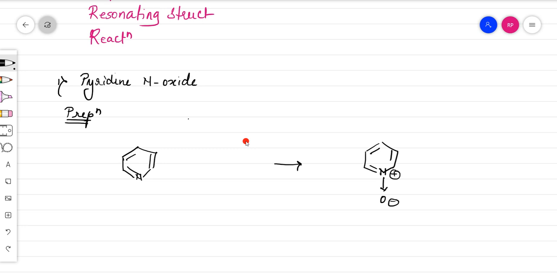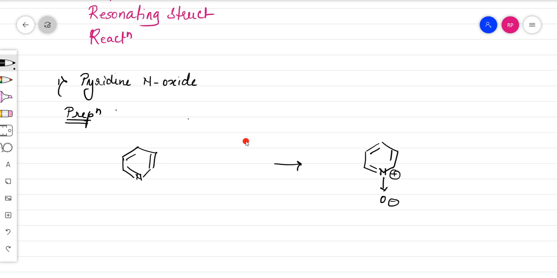Pyridine and pyridine N-oxide. What is the difference between the two? Oxygen. You want to add an oxygen over here. How will you do this? What method will you use? Hmm? Yes, students. Which method will you use?